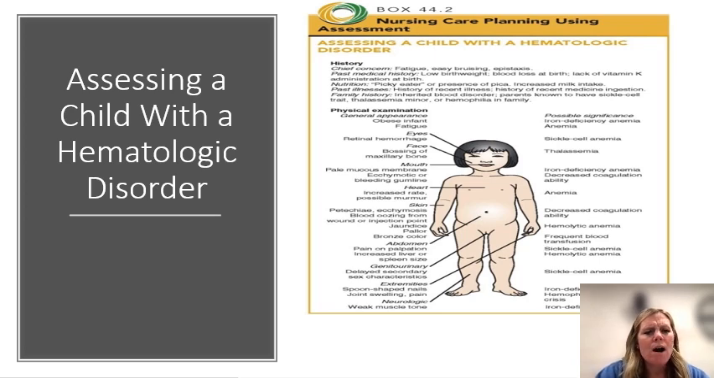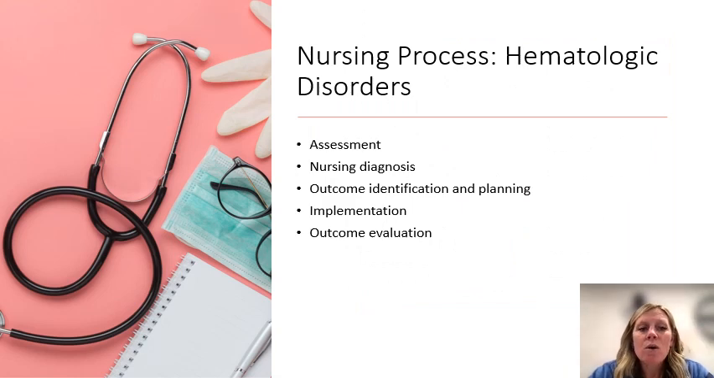All right. Therapeutic techniques for a child with a hematological disorder. Some of the ways we diagnose and treat it are going to be a bone marrow aspiration with a biopsy. We're going to look at blood transfusion, and also hematopoietic stem cell transplantation, and then possibly a splenectomy.